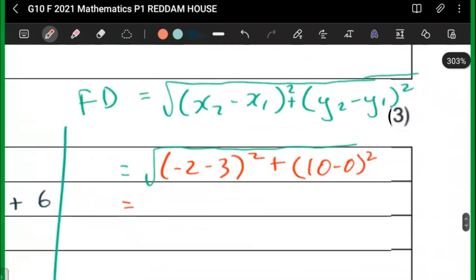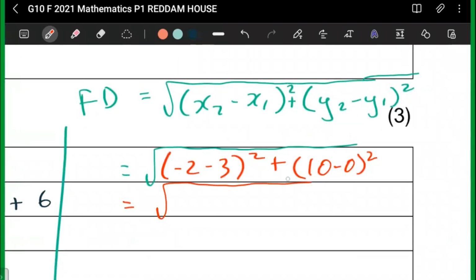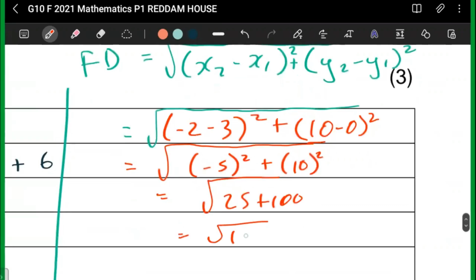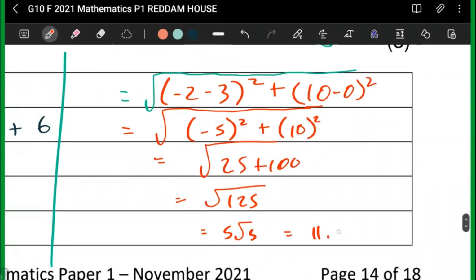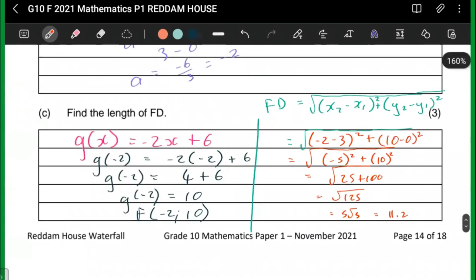So here, we're going to have -2 minus 3, that's a -5 squared. 10 squared, that's 100. So we have -5 squared, which is 25, and 10 squared is 100. The square root of 125 is our answer. Remember, 125 is not a square number, so you may want to just leave it the way it is. In your calculator though, you're going to get 5 square root of 5. If you go further, you're getting 11.2 units.